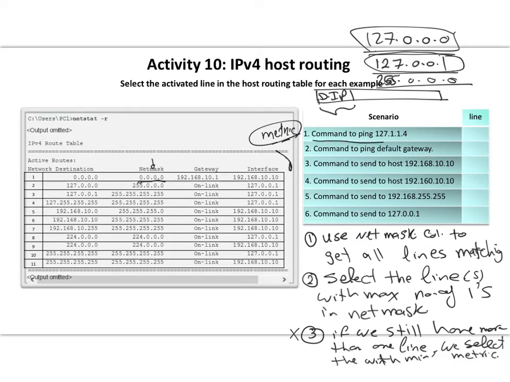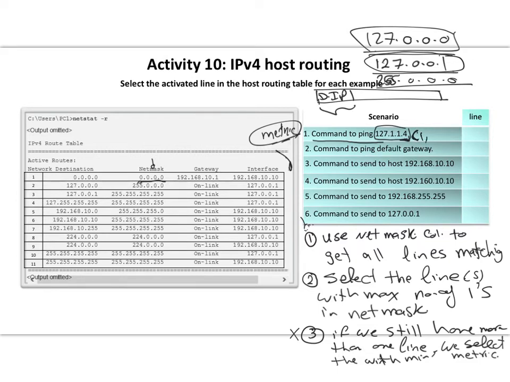So having said that, we need to go through this exercise and say, if we need to ping this IP address, we need to apply that procedure and say which lines match and which line will be selected. The lines that match will potentially be multiple lines. So for example, line 1 here matches all the time, so I don't have to perform any matching for line 1. I know that line 1 is always an option.